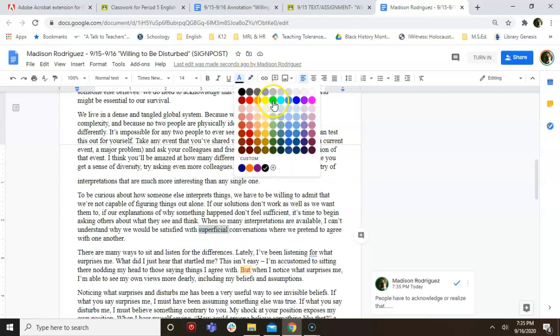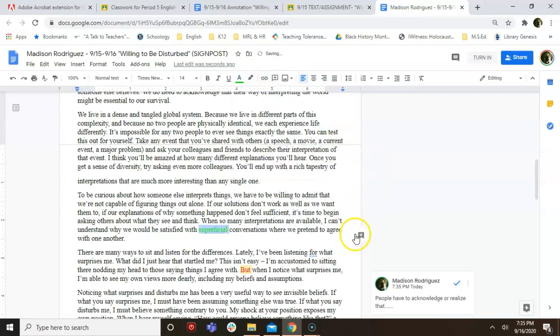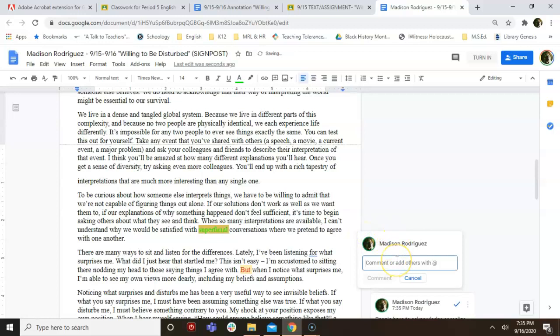Superficial is a word gap. I'm going to put it in green, and I'm going to add a comment. Superficial sounds a lot like artificial, and I know that artificial means man-made or fake. And then I'm like, wait, let me read what came before and after it.